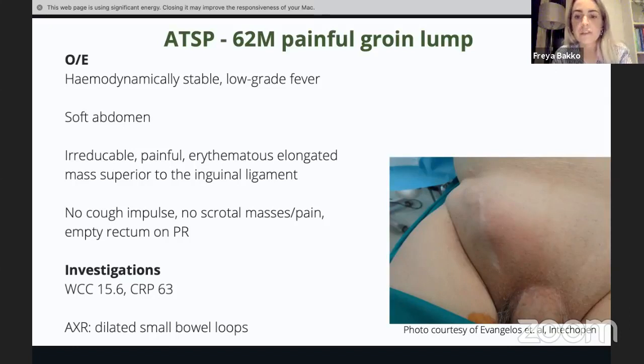So you send off some bloods, you find that his inflammatory markers are raised. And because you're worried about this patient not having opened his bowels and him being in quite a lot of pain, you have an abdominal X-ray initially, and you see some dilated bowel loops.